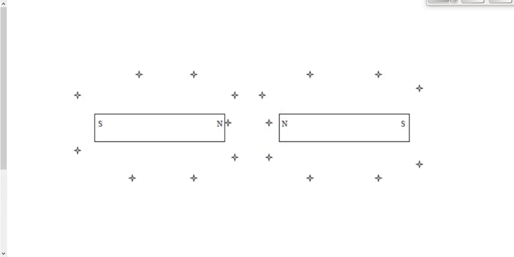Okay, let's draw our last one here. This time we've got north against north. Our field lines should have looked something like this.